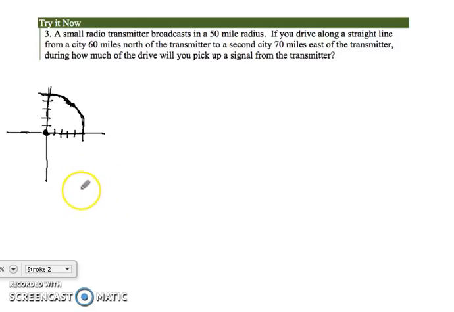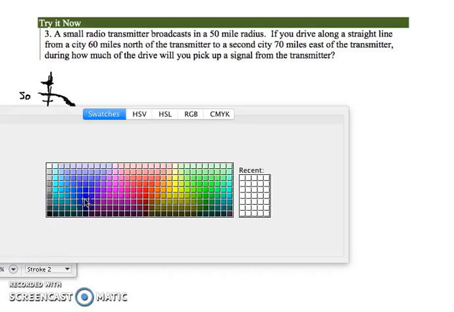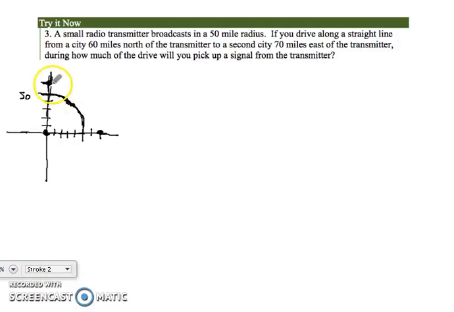Now the question says you're driving from a city 60 miles north. So we're going to have another 10 there. Remember, this was 50, okay? And then you're driving to a point 70 miles east. So there's 60 and 70. Here's 70 right here. So we have these 2 points right here. Let me just do that in a different color. Again, so we got this point right here, 60, and this point right here, 70.